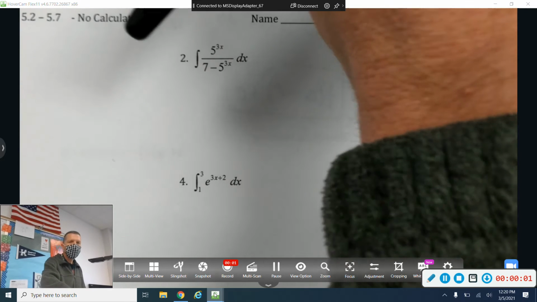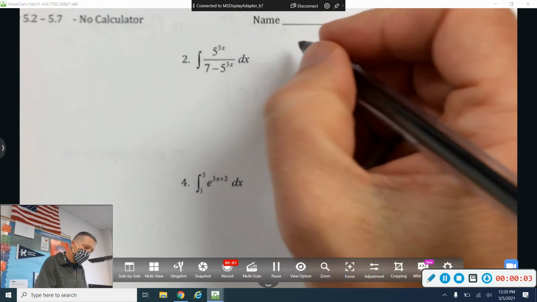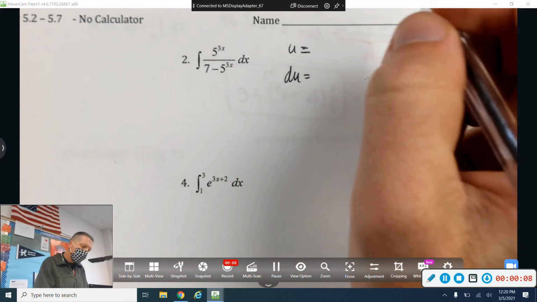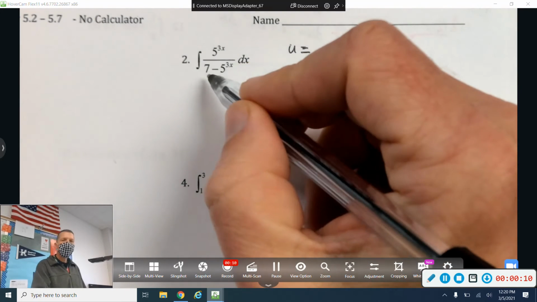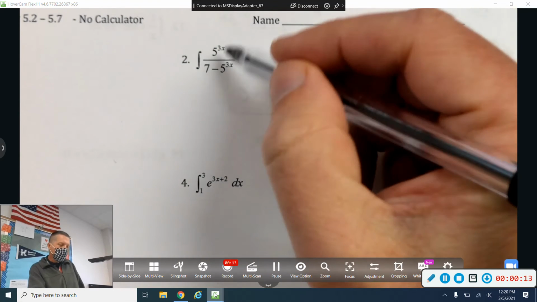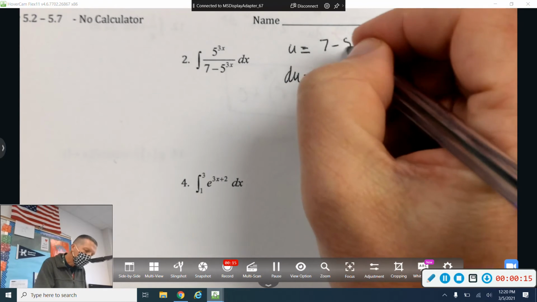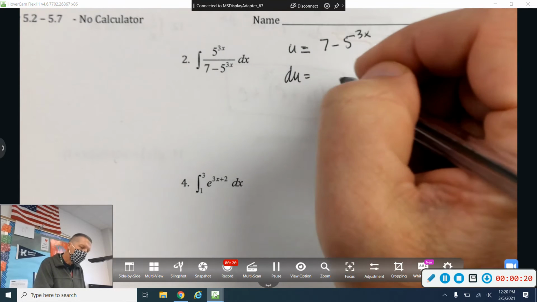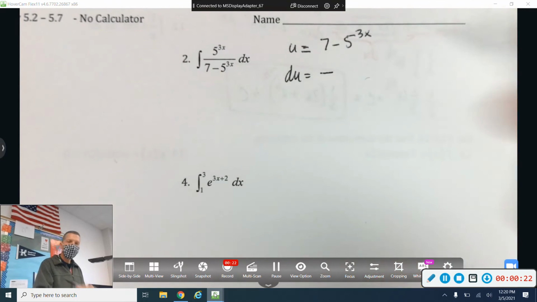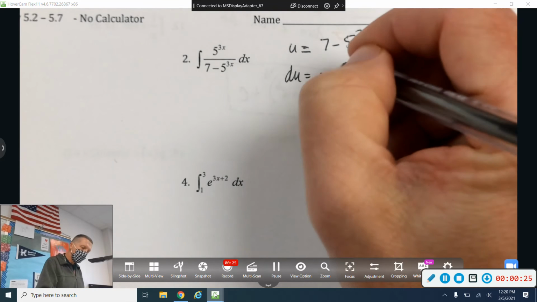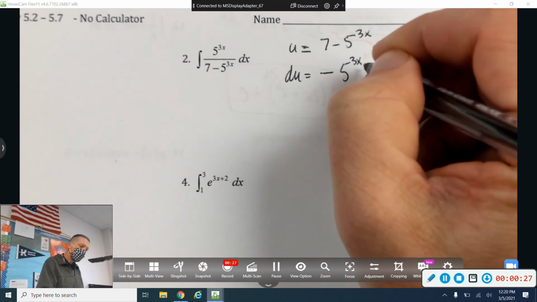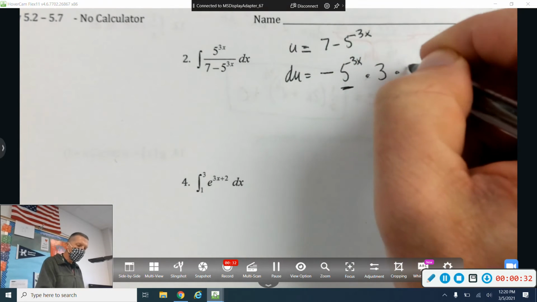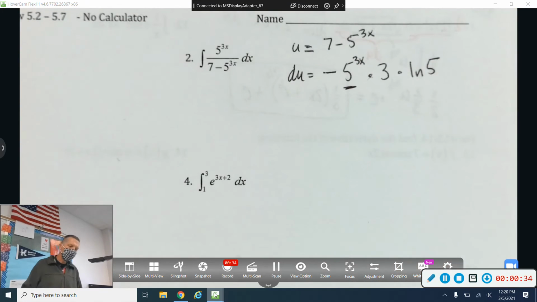Number 2 on the review worksheet. Let's see, if we let u be the bottom, then du will be pretty close to the top. So 7 minus 5 to the 3x. du would be, 7 goes away, minus 5 to the 3x, chain rule, times 3. But then because our base is not an e, we also have times natural log of 5.